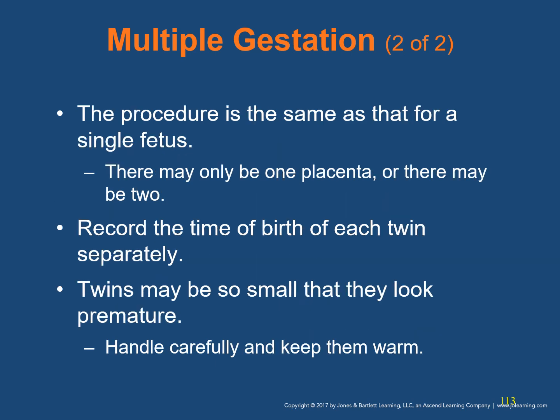The procedure of delivering twins is the same as that for a single fetus. However, you will need some supplies from an additional OB kit. Clamp and cut the cord of the first newborn as soon as it's been born and before the second newborn is delivered. There may only be one placenta, or there may be two. Record the time of the birth of each twin separately. Twins may be so small that they look premature. Handle them carefully and keep them warm.